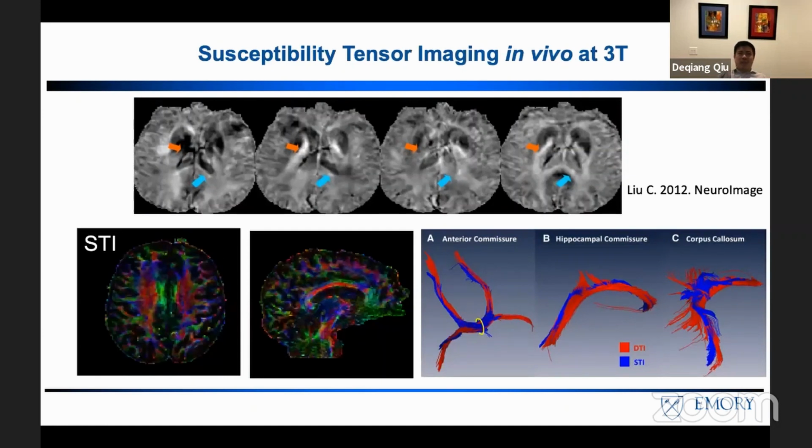Interestingly, white matter has an anisotropic property in its magnetic susceptibility. So you can use something called susceptibility tensor imaging to do white matter tracking. This could potentially be useful at high field. The authors were able to show that it overlaps with the DTI-based white matter tractography very well.